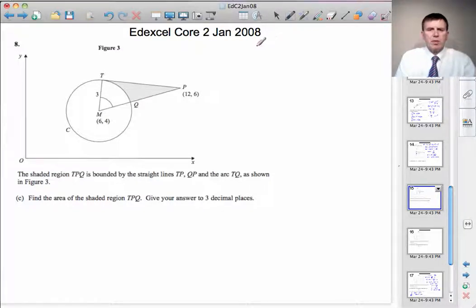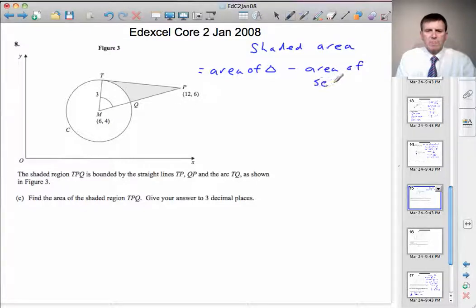So let me write down: shaded area is equal to area of triangle minus the area of the sector. Right, first we'll find the area of the triangle. You might initially think we could use a half base times height, but we don't know TP. We could find it using Pythagoras because we now know that that's root 40, but it's easier to use the alternative formula for the area of a triangle, which is a half ab sin C.